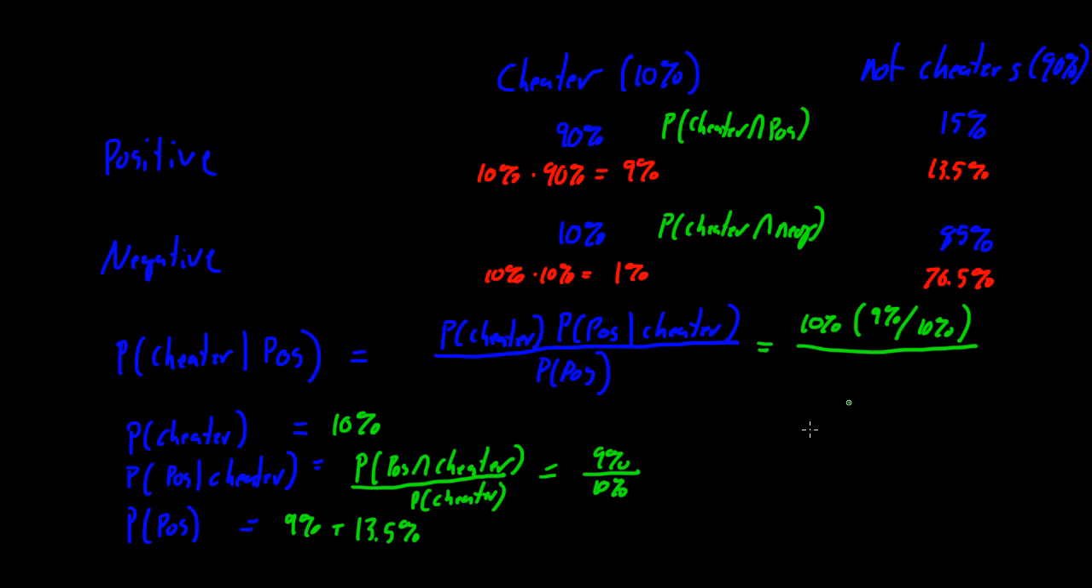divided by the total percentage of people that got a positive result, which is our 9% plus our 13.5%, which is equal to 22.5%. So we'll put 22.5% down here. On the top of our fraction, we can simplify a little bit. We have our 10% and our 10%, which cancel. So we're just going to get 9% divided by 22.5%, which is equal to 40%. That means that given that someone got a positive result, 40% of the time they're a cheater, which means that 60% of the time we're getting a false positive result.